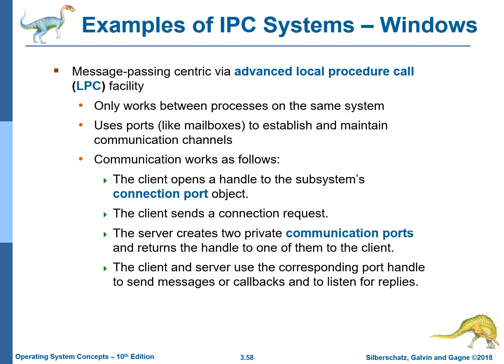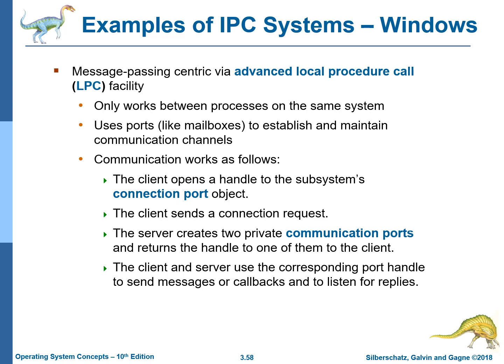So here are the examples of inter-process communication systems for Windows. Message passing centric via the advanced local procedure call facility. It only works between processes on the same system, and it uses ports like mailboxes to establish and maintain communication channels.